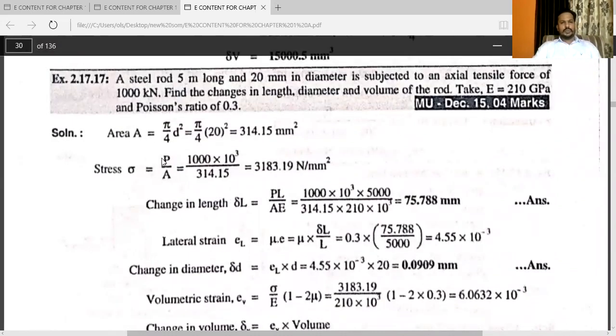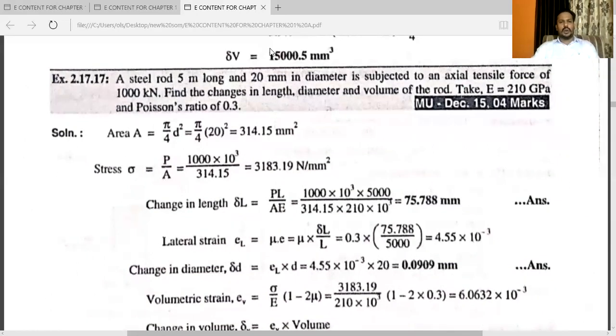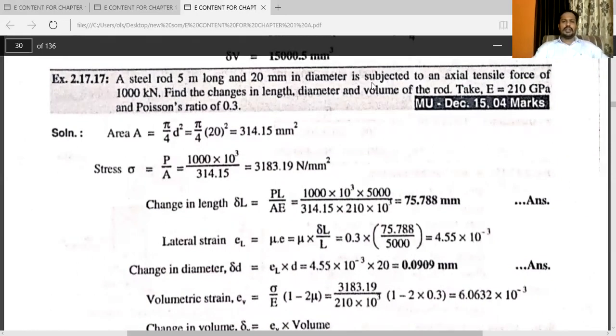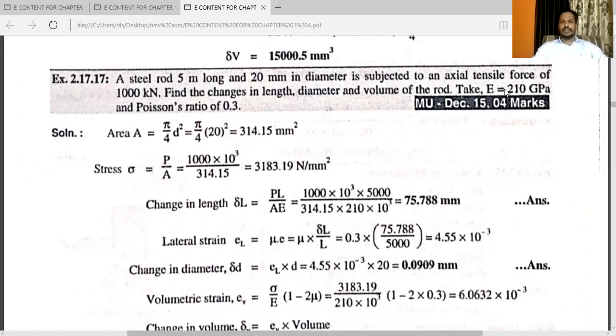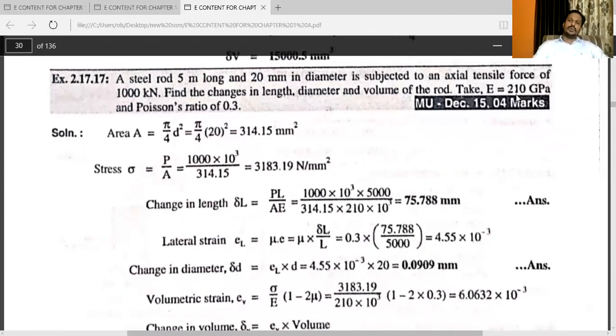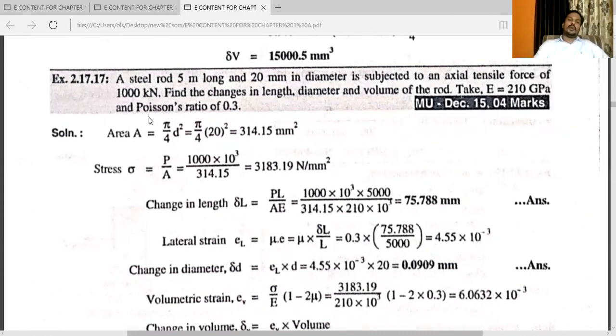Here, a steel rod of 5 meter long and 20 mm in diameter is subjected to an axial tensile force of 1000 kilonewton. Find the changes in length, diameter, and the volume of rod. Take E is equal to 200 GPa and Poisson's ratio is 0.3. The problem is from December 15 for 4 marks only.